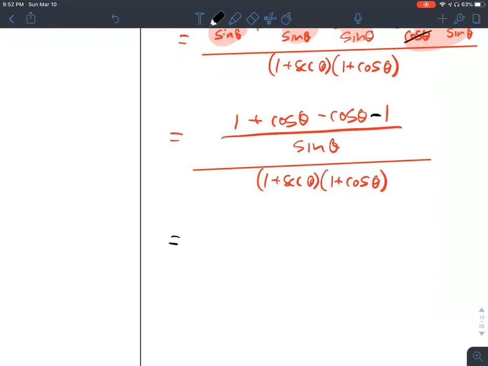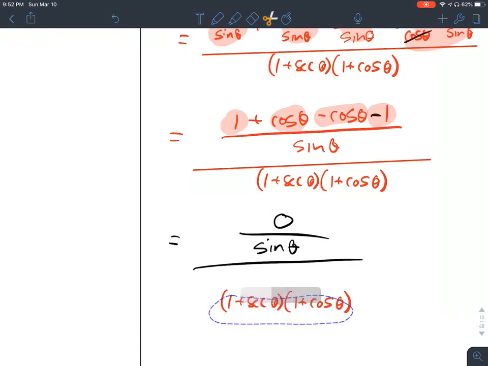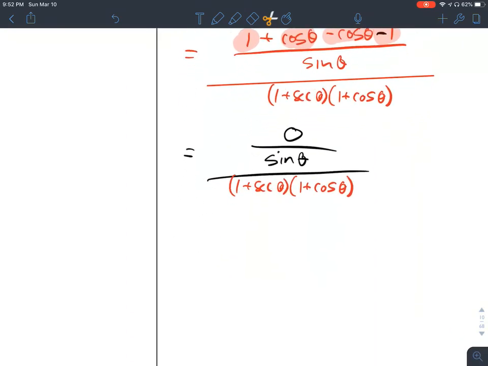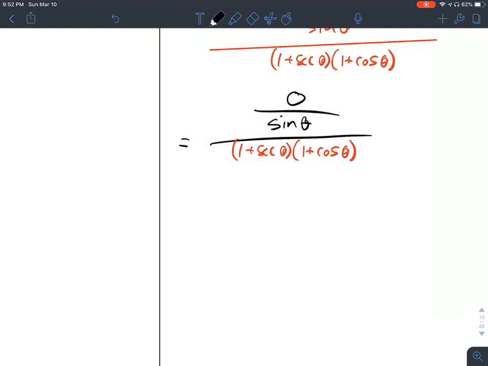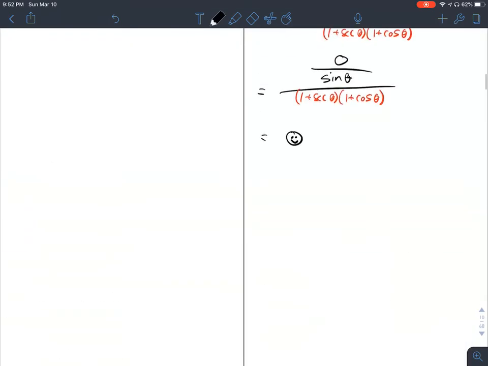So 1 minus 1 cancels, gives us 0. Cosine of theta minus cosine of theta also gives us 0. We can stop simplifying this because this is 0 divided by sine of theta, which is 0, divided by this other thing, it's still going to be 0. So that simplifies to just 0. That concludes the homework.